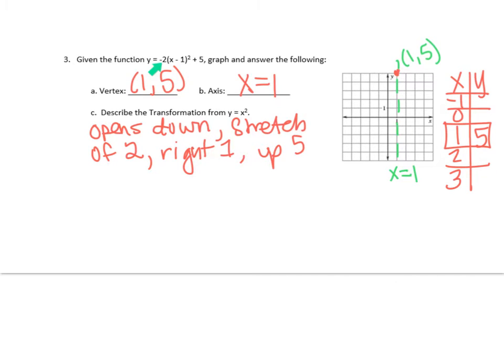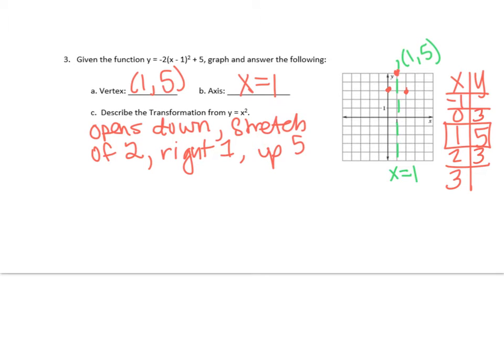So an a value of negative 2 says from the middle, I'm going to go over 1 and down 2. So I'll have the point 2, 3. I'm going to go back 1 and down 2, so I've got the point 0, 3. So I know I have 3's in both of these spots. So 0, 3, and 2, 3 are here and here.